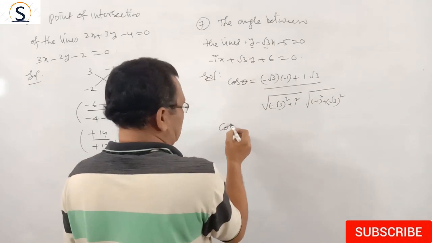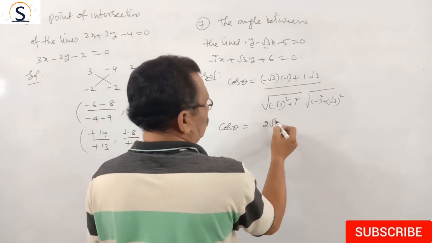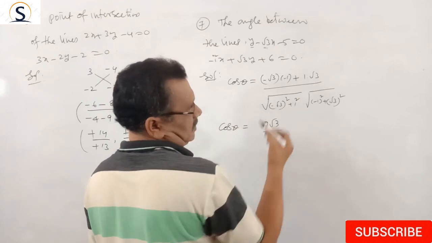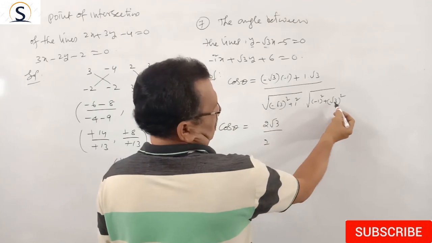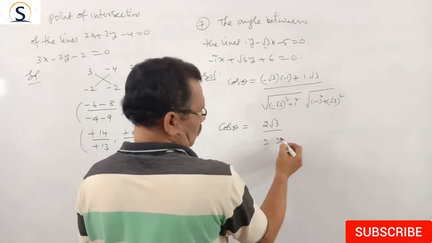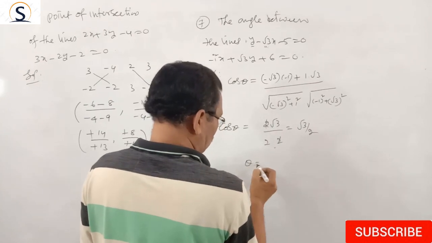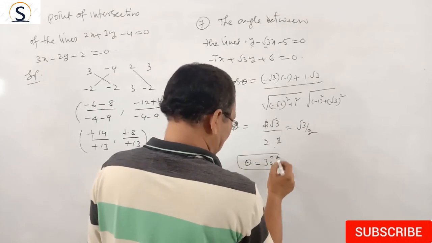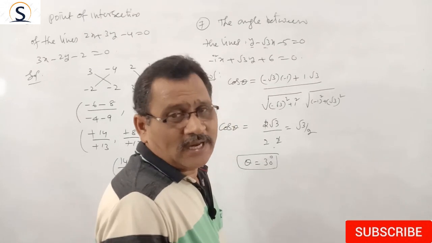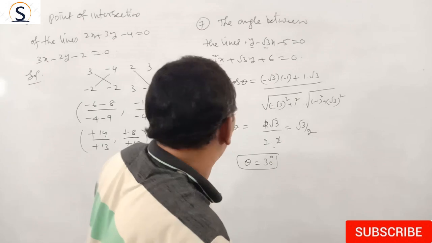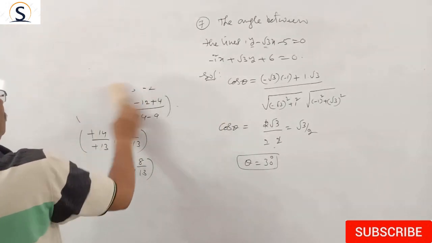So cos theta is equal to root 3 plus root 3, this is 2 root 3, this is 3 plus 1, 4 means 2. 3 plus 1 is 4, root 4 is 2, 1 2 cancel, root 3 by 2. So root 3 by 2 means theta is equal to 30 degrees, right? Root 3 by 2 cos, you get the root 3 by 2 at 30 degrees. Therefore, this is the angle between two lines.